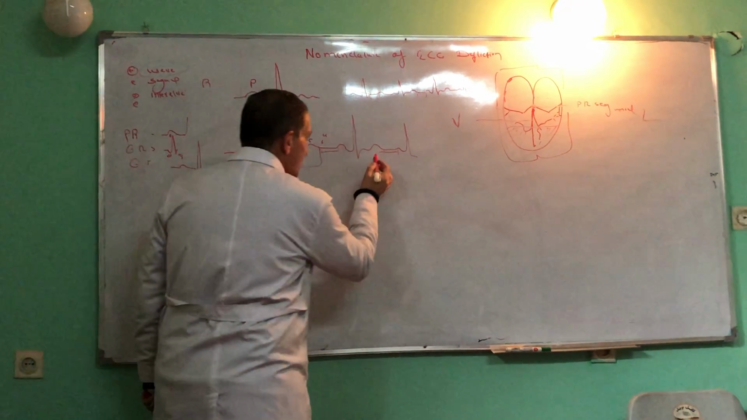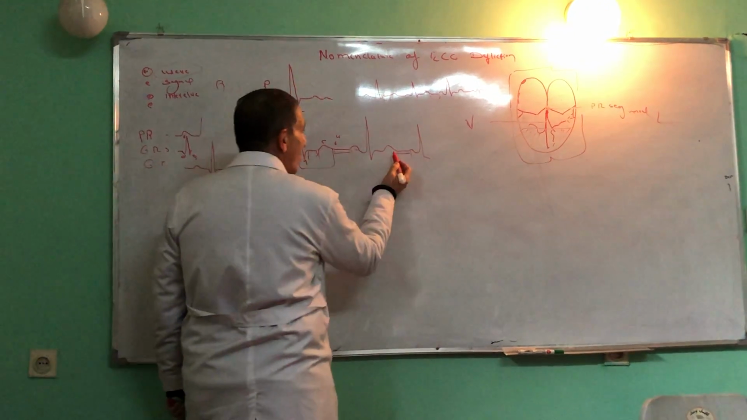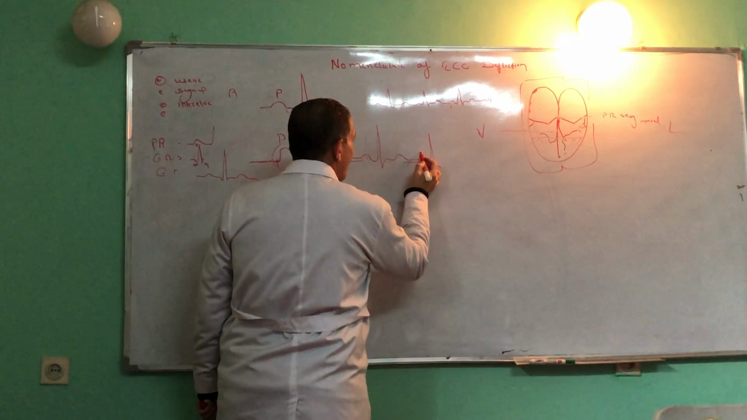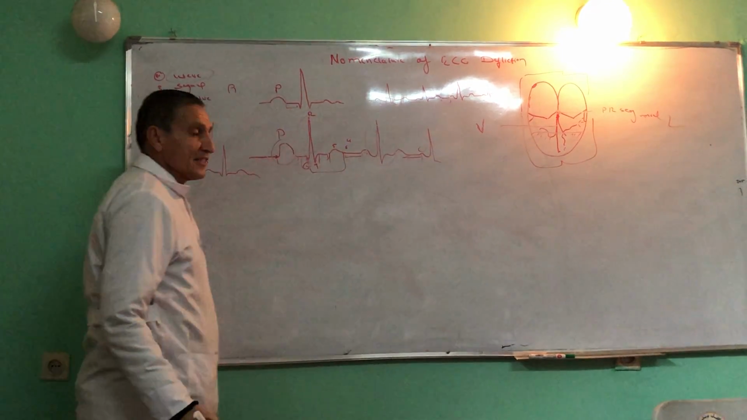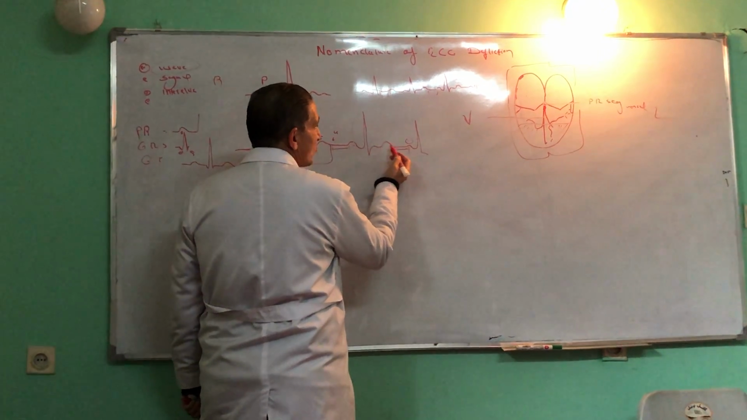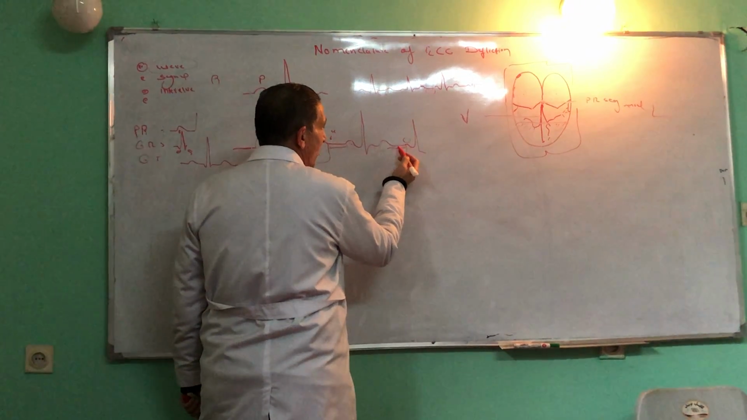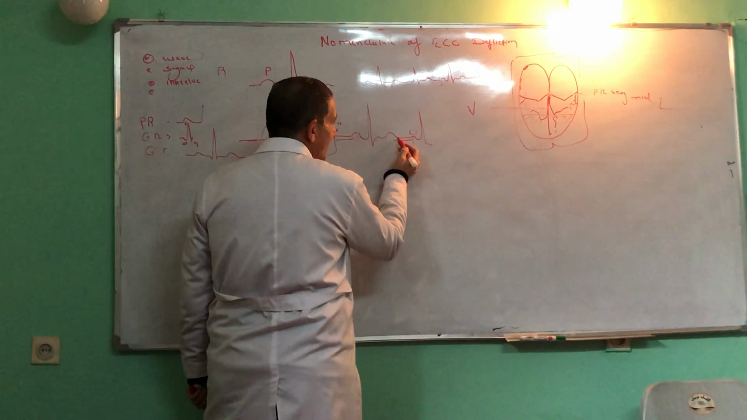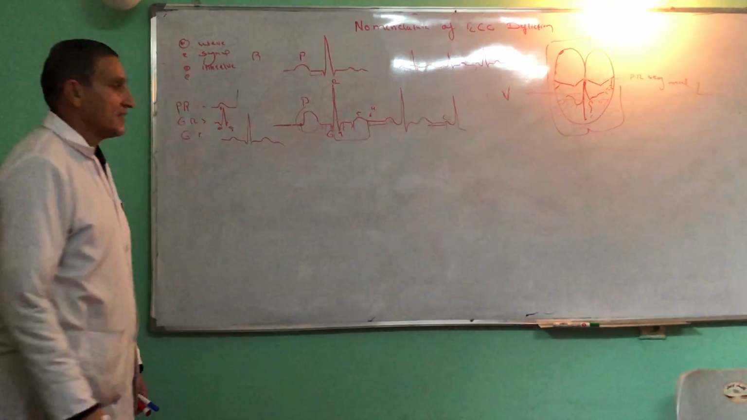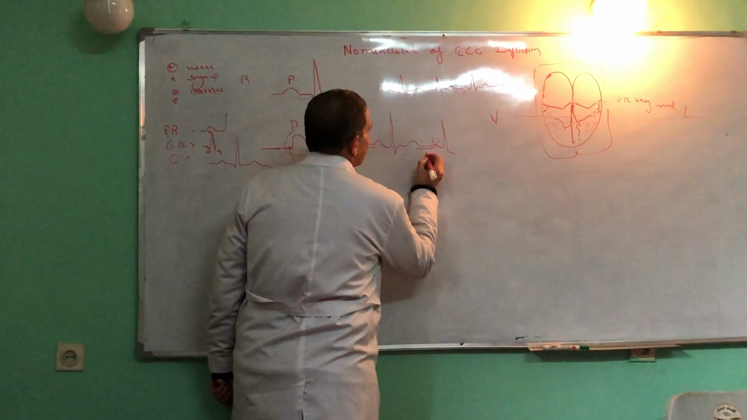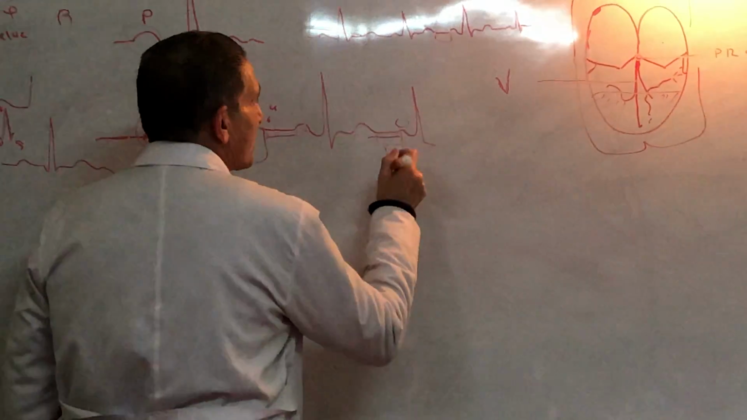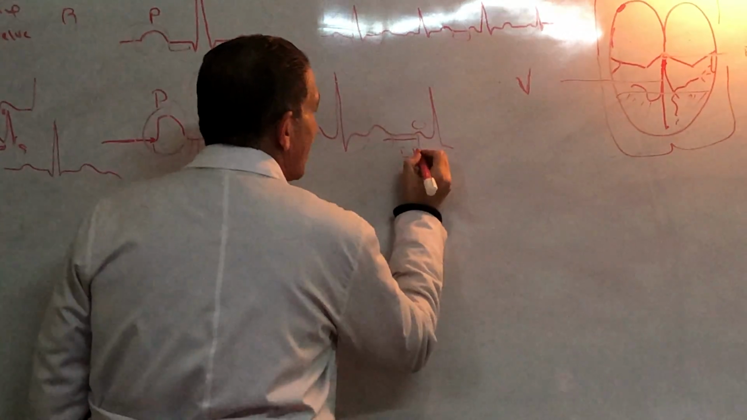This TP segment starts from the end of one cardiac cycle to the onset of the P wave of the next cardiac cycle. The TP segment is the segment that starts from the end of the T wave to the onset of the P wave. This is called the TP segment. This TP segment is a trough segment which represents the isoelectric line.